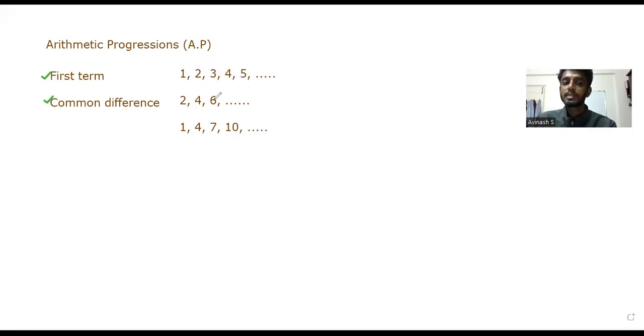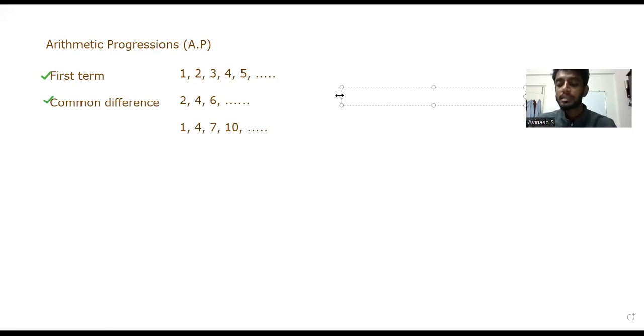If you look at the second example, 4 minus 2 is 2. 6 minus 4 is also 2. Since here also we have the same difference, it's also called the common difference. In the third example, 4 minus 1 is 3. 7 minus 4 is 3. 10 minus 7 is also 3. Here also we have the same common difference.